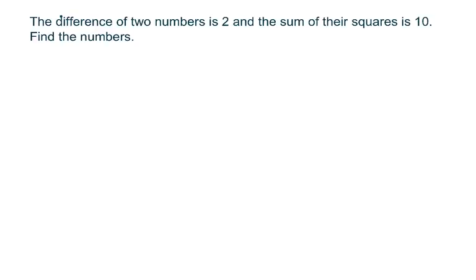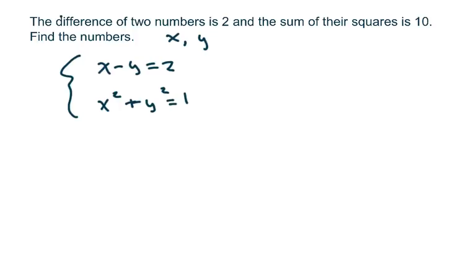Hi everyone, these are some word problems that go with nonlinear systems. So we make a system of equations. We have the difference of two numbers is 2, so I'm going to let x and y be the two numbers. So they say the difference is 2, so I'm going to subtract them. And the sum of their squares is 10. So that just means I'm going to write x squared plus, since it is the sum, y squared equals 10.